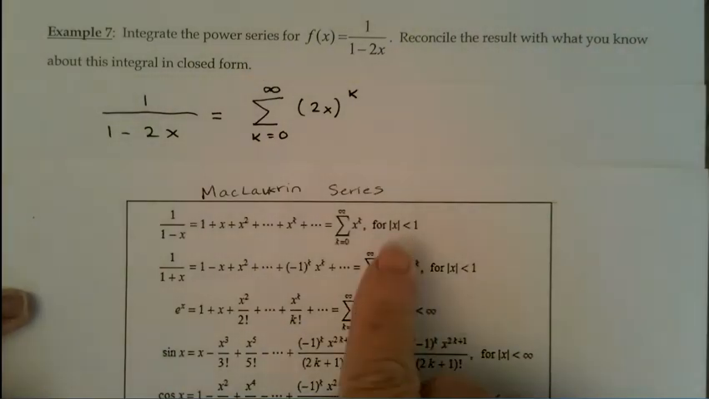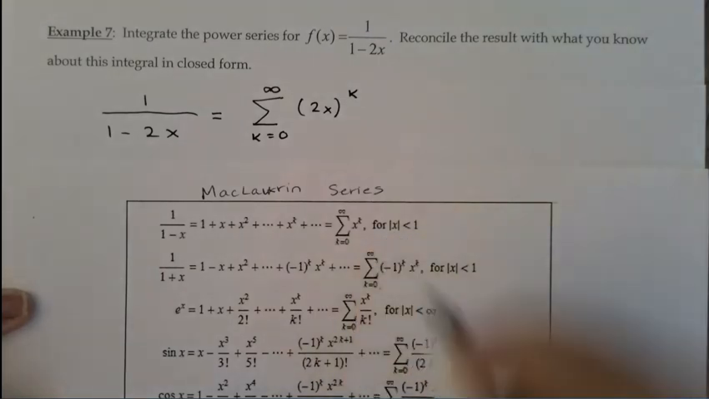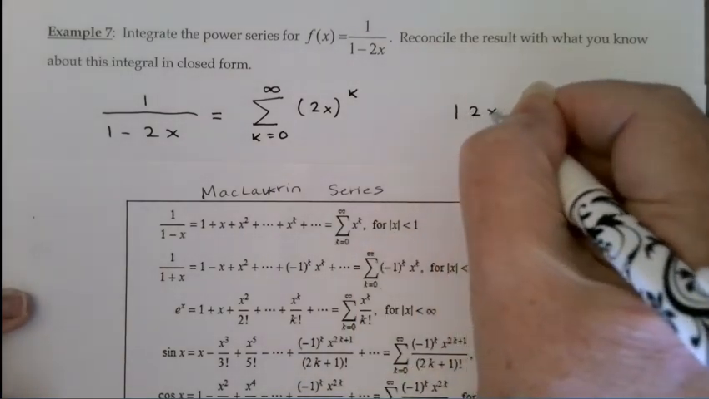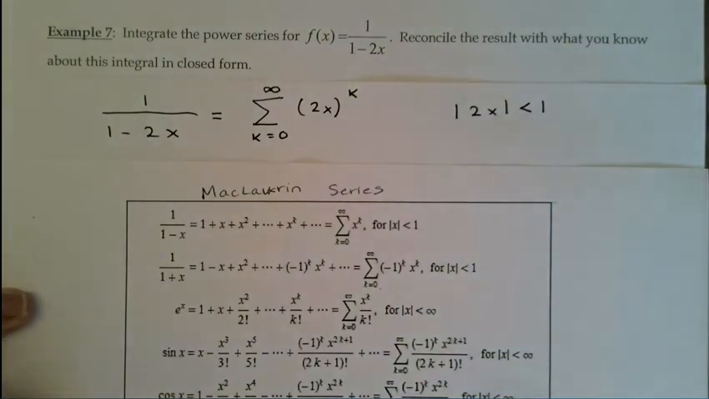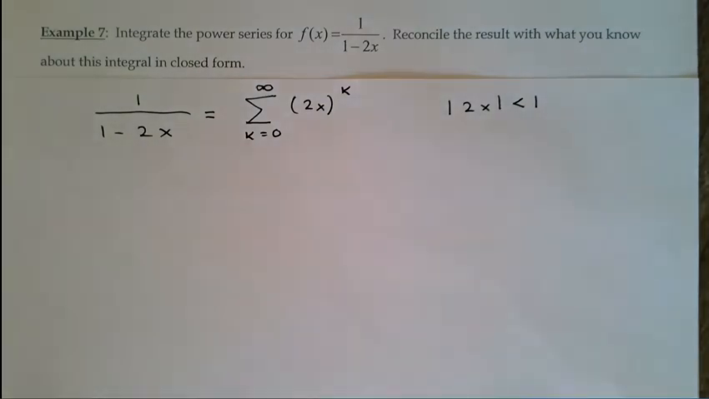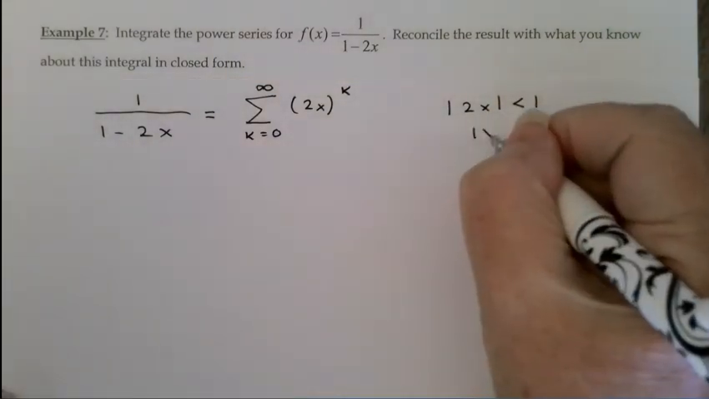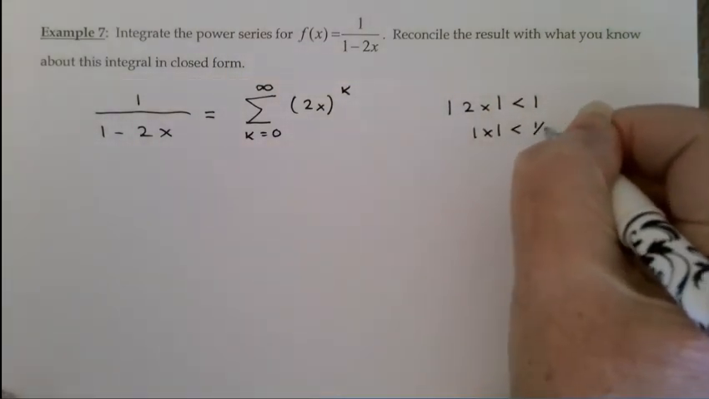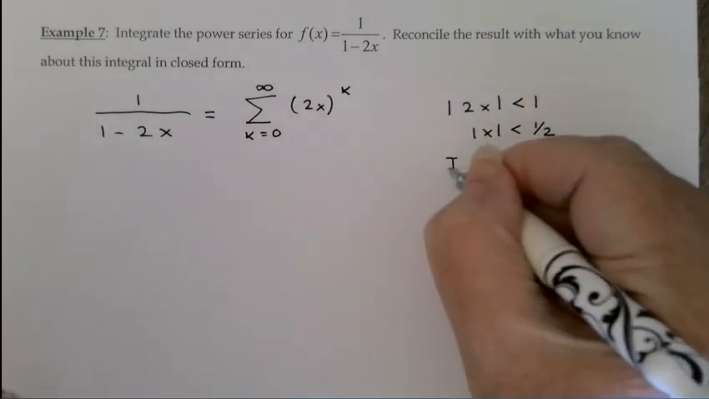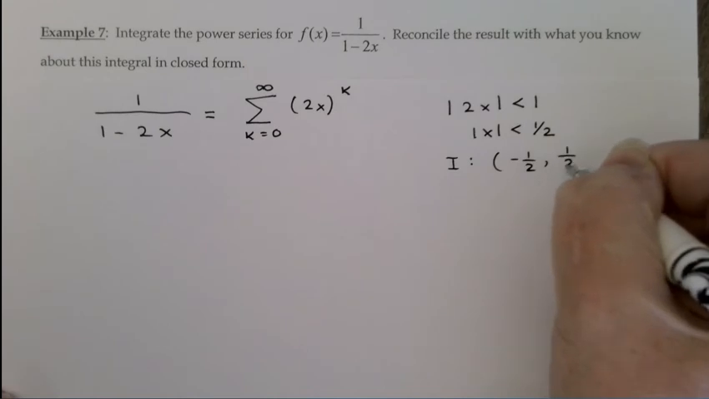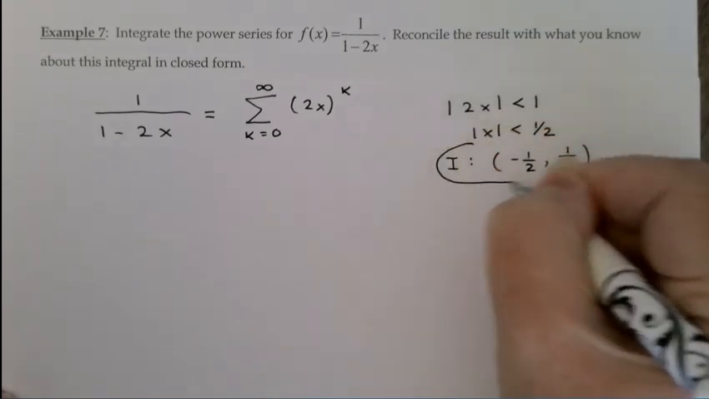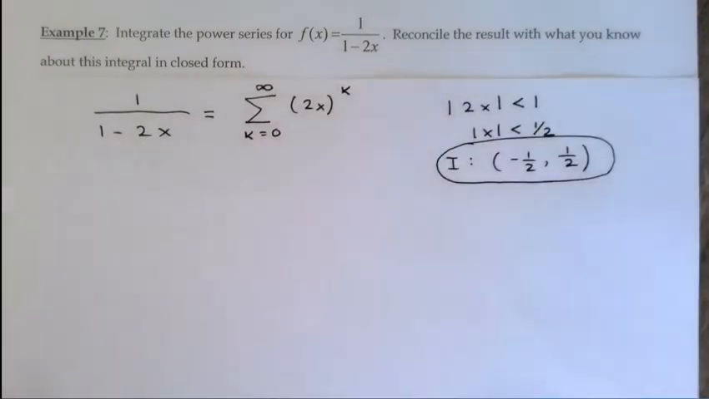Okay. Again, this one said the absolute value of x is less than 1. I'm replacing the x with a 2x. So for me, the absolute value of 2x is less than 1. Notice that that says the absolute value of x is less than a half. So my interval of convergence here is actually going to go from negative a half to positive 1/2. Already know that.